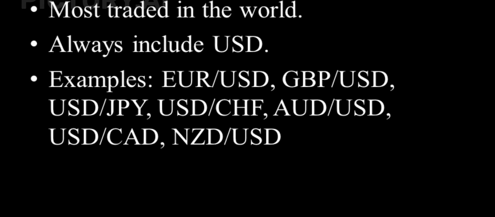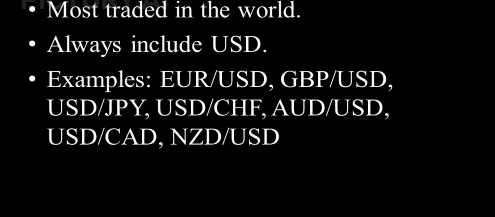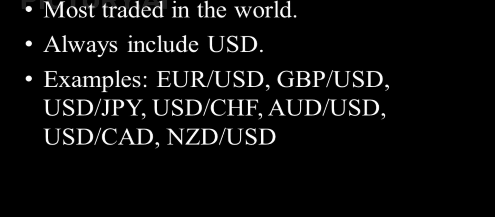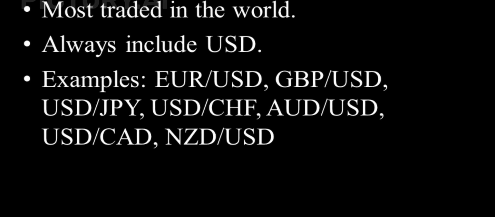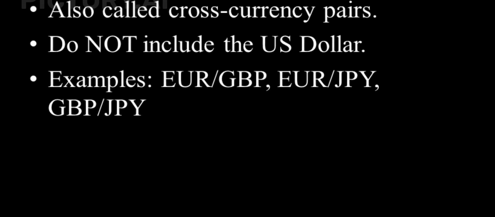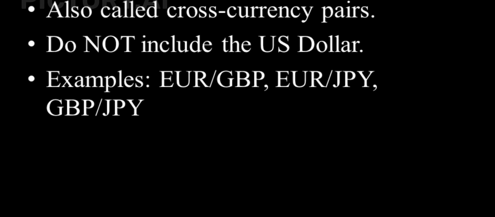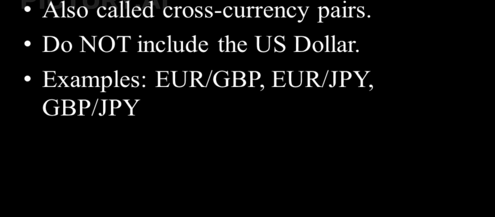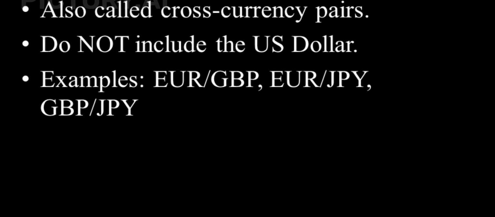The US dollar is a staple in the most traded currency pairs worldwide, such as euro to US dollar, pound sterling to US dollar, and US dollar to Japanese yen, reflecting its global economic influence. Cross-currency pairs, like euro to pound sterling and pound sterling to Japanese yen, do not include the US dollar, offering diverse trading opportunities beyond the major currency pairs.